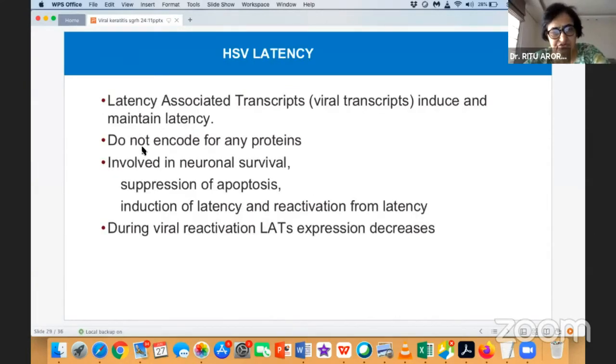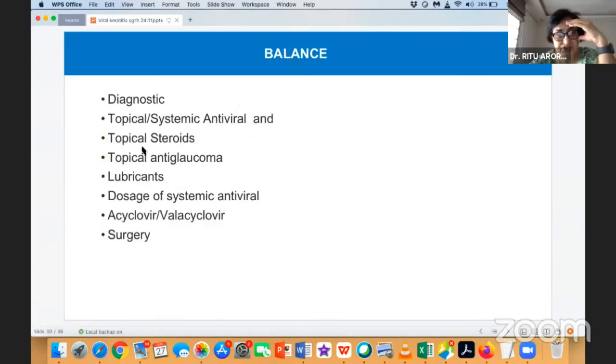And of course, regarding herpetic latency, prophylaxis, when given, can reduce the incidence of recurrence. So thank you very much.